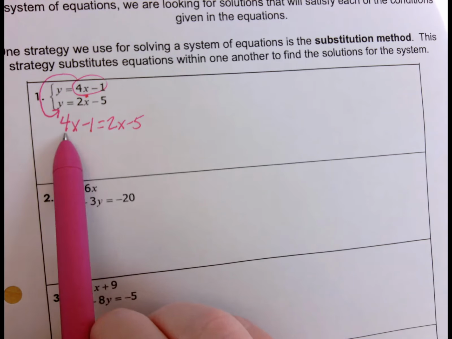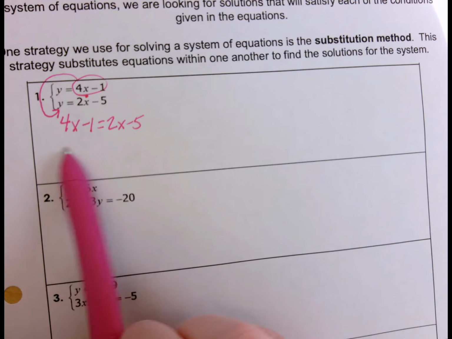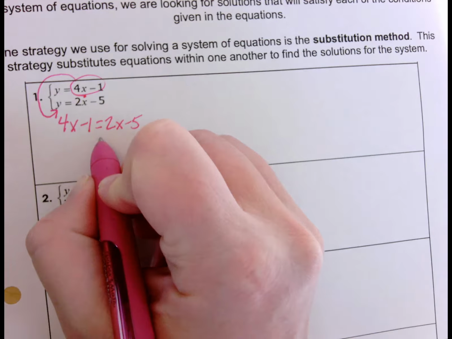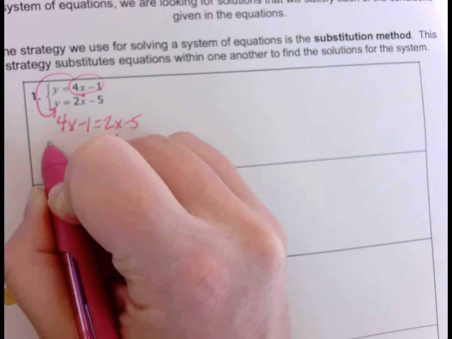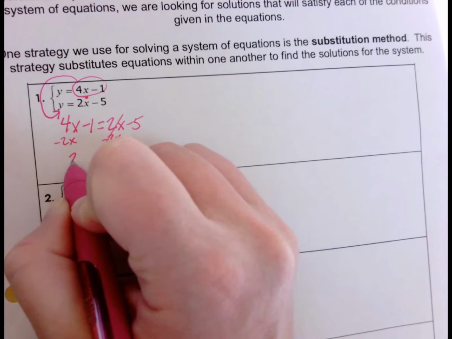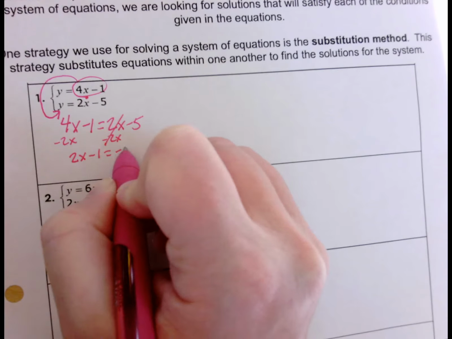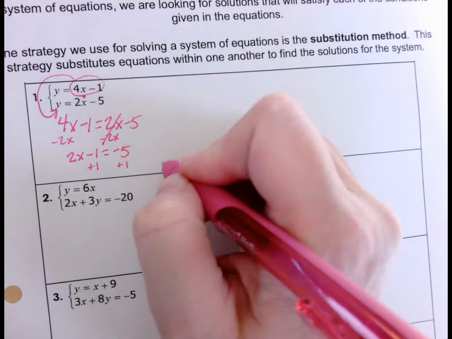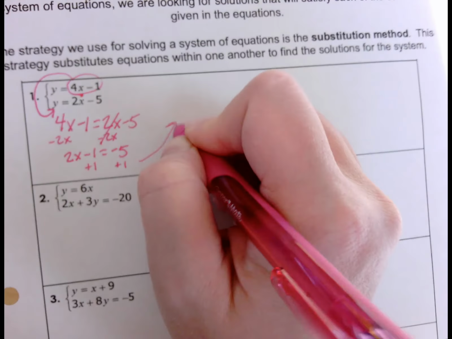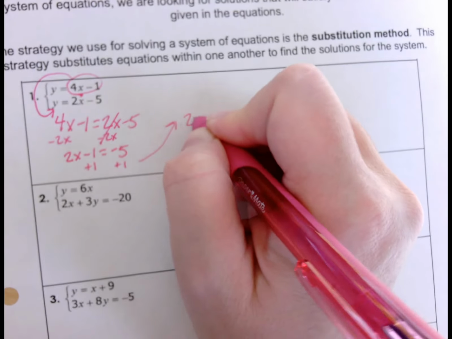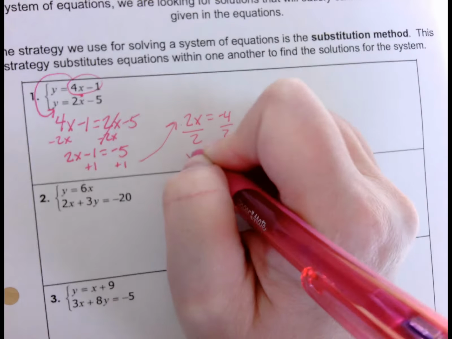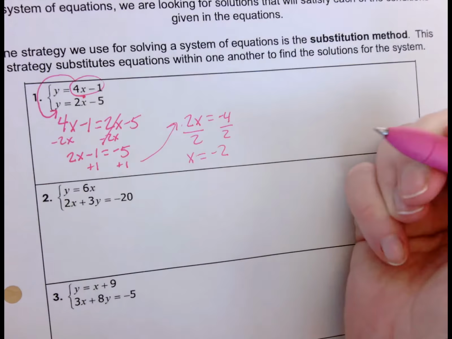Okay, and so I ended up with an equation that looks like this, which is one variable and something that I can solve. So I'm going to go ahead and subtract the 2x here. I'm going to get 2x minus 1, and then I'm going to add 1, and I'm going to move my work over here. Sorry about that. I have 2x is equal to negative 4. I'm going to divide by 2, and I'm going to find that x is equal to negative 2.